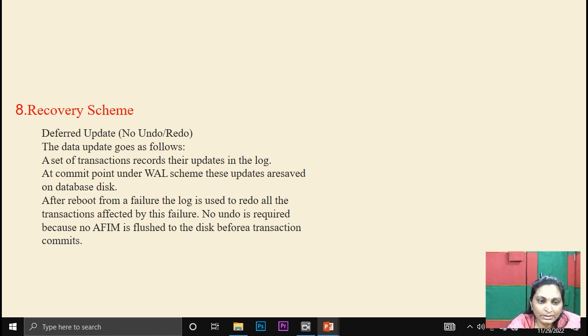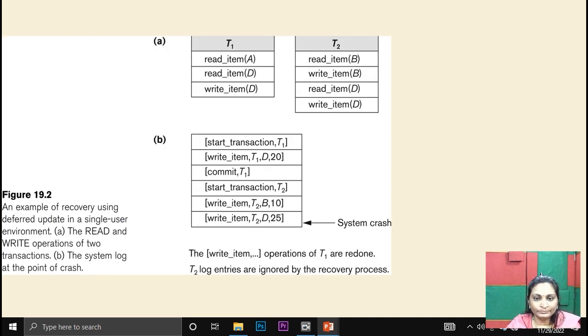If we reboot our system after the failure, the log is used for what? To redo all the transactions affected by failures. No undo is required because no after image is written to the disk before a transaction commits. Here is the example shown: an example of recovery using deferred update in a single-user environment, with the read and write operations of the two transactions and the system log at the point of flush.